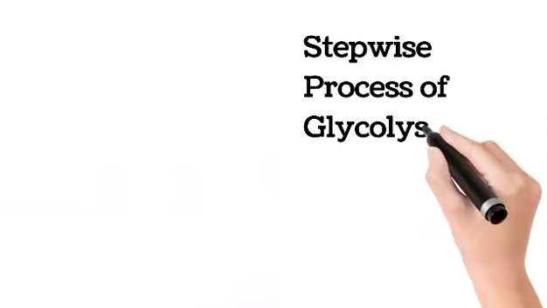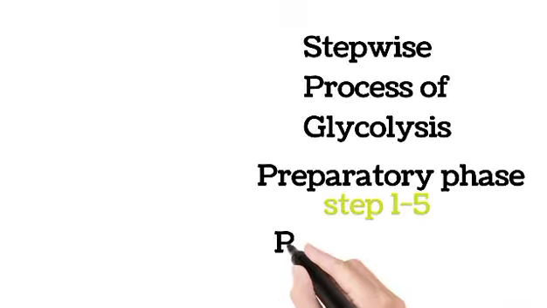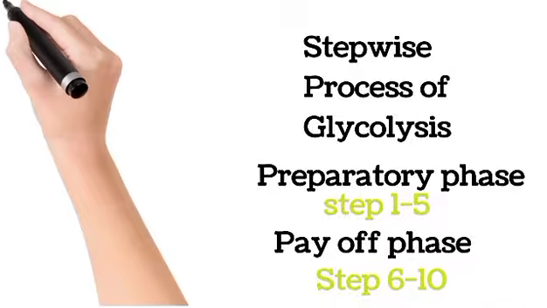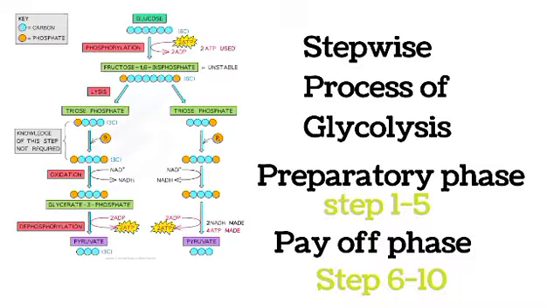The pathway consists of 10 enzymatic reactions, divided into 2 phases: the preparatory phase, steps 1 to 5, and the payoff phase, steps 6 to 10. Here's a breakdown of the steps. Preparatory phase, investment of 2 ATP. 1. Phosphorylation of glucose. Glucose is phosphorylated to glucose 6-phosphate by hexokinase, or glucokinase in liver cells, using 1 ATP molecule. This step traps glucose inside the cell and makes it more reactive.